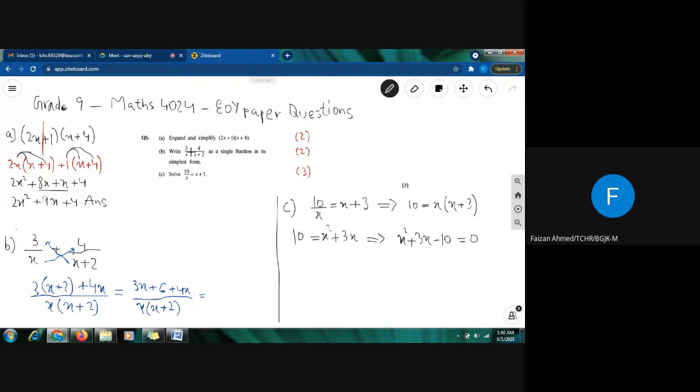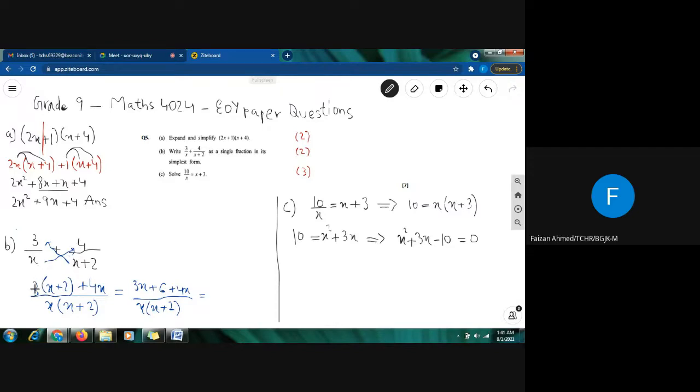So we will add these two fractions, and you know that whenever we have to add fractions, we have to take the LCM. So we will start off with taking the LCM. This is part B, 3 upon x plus 4 upon x plus 2. What I have done over here is that I have taken the LCM, and the LCM will be both the denominators written together. So this will be x and this will be x plus 2, and I will just cross multiply it. This x plus 2 will be multiplied with 3, and this x will be multiplied with 4.